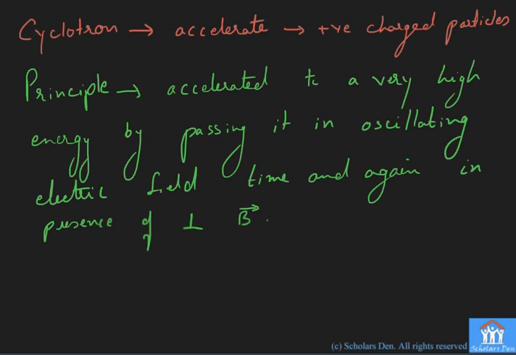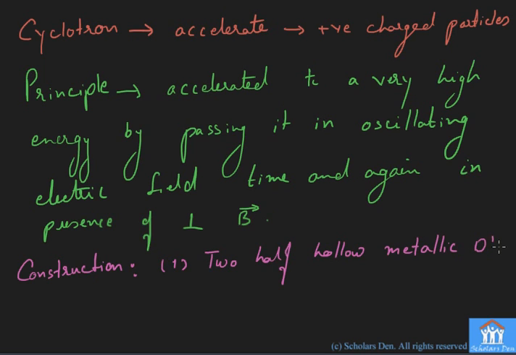Now, what are the main parts involved in the construction? In construction, the first part is the 2 half hollow metallic Ds. Ds means in the shape of the letter D. So 2 half metallic Ds. Now the second point we can write is a powerful magnet, which provides the perpendicular magnetic field.